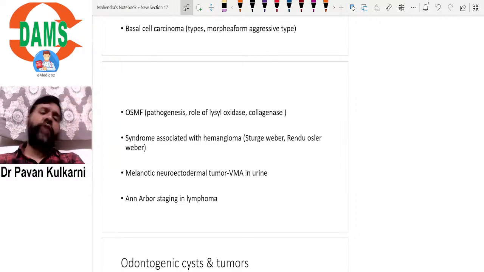both Hodgkin's as well as non-Hodgkin's now. Prior it was done only for non-Hodgkin's. Now this Ann Arbor staging is done for both Hodgkin's and non-Hodgkin's. We should know what are the various stages in case of Ann Arbor staging.